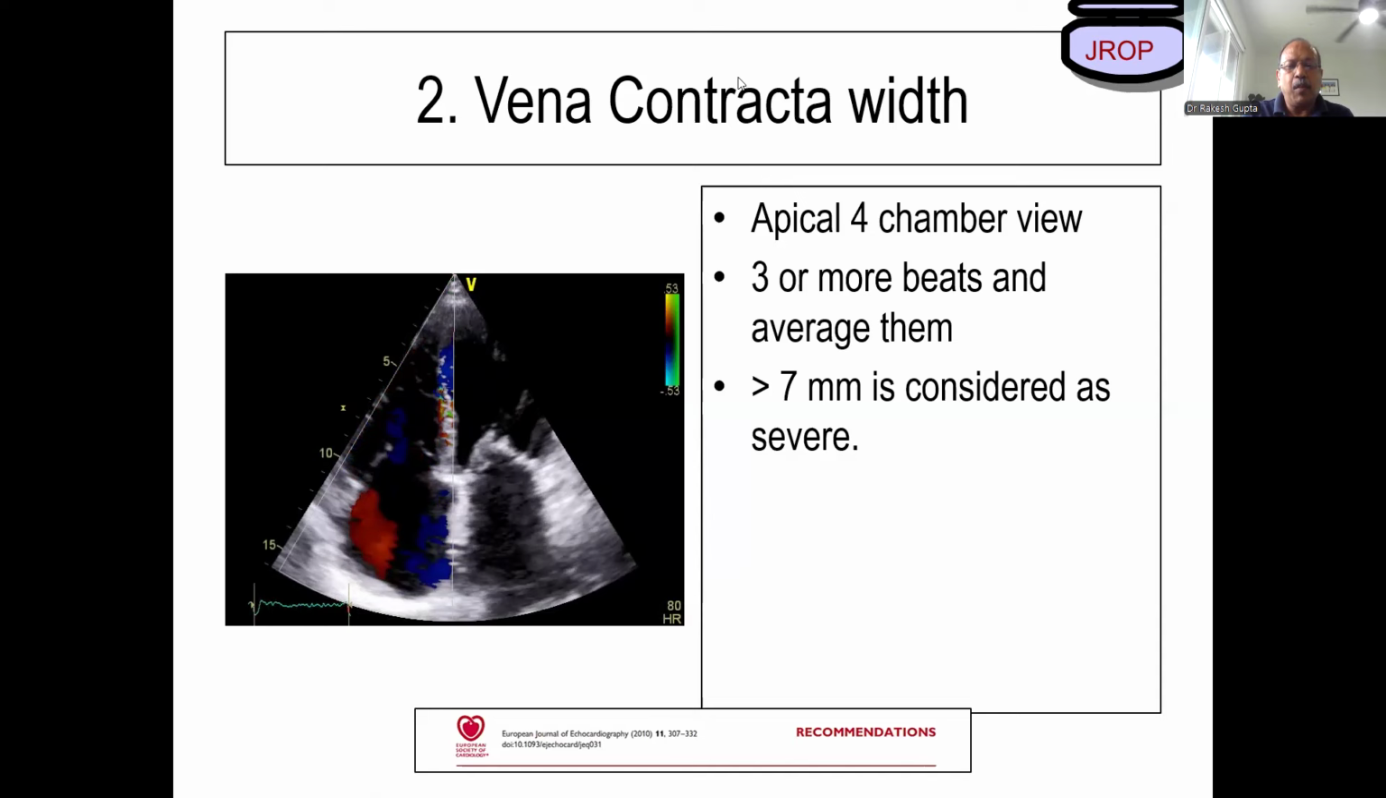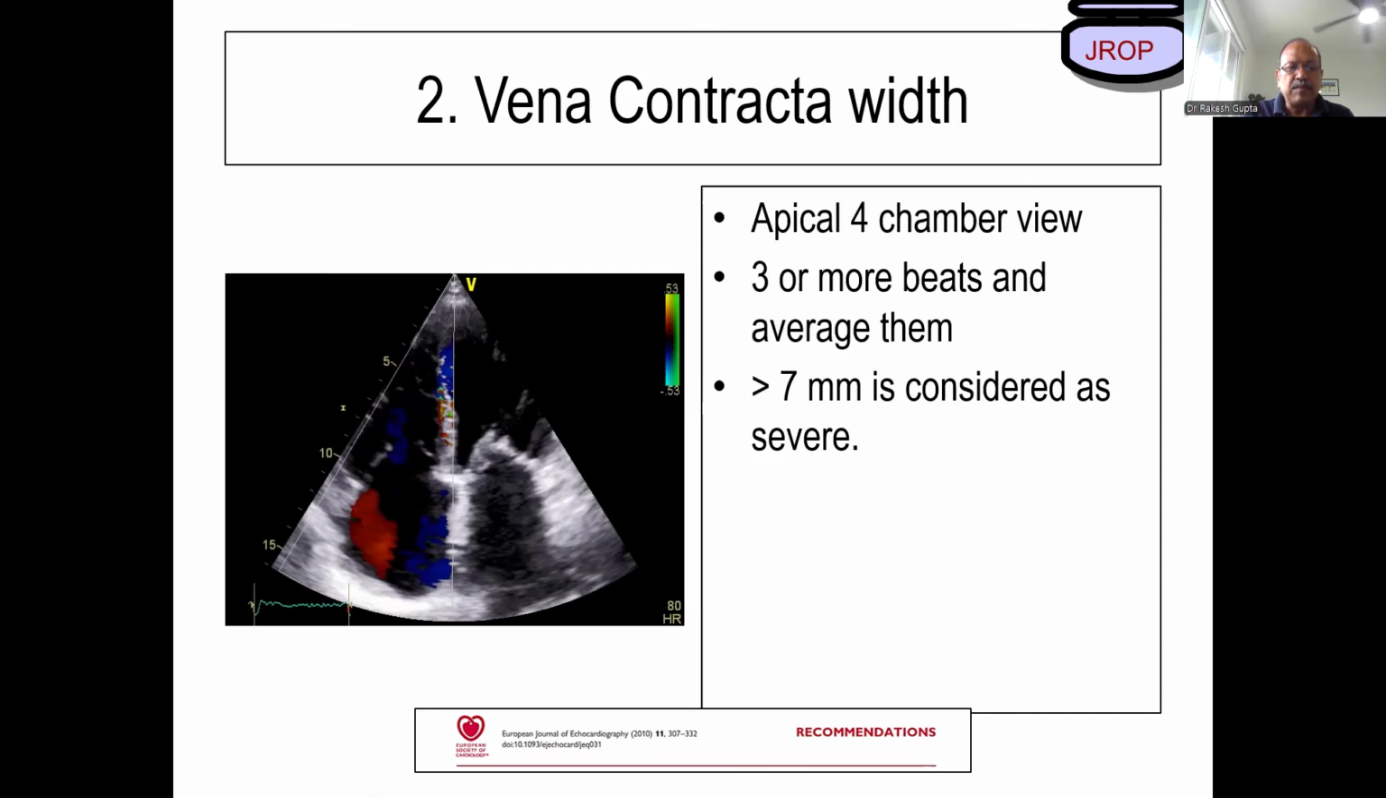Yes, sir. Sir, for RV free wall TDI, where should we put the cursor on the RV free wall? Anywhere we can put the cursor? How should we measure? Here, at the RV free wall annulus.